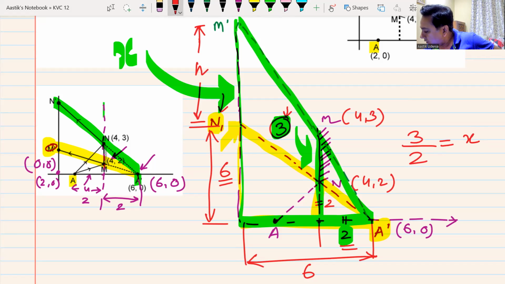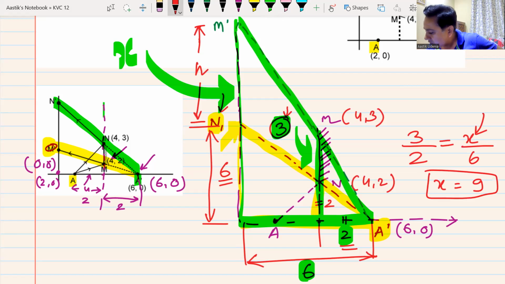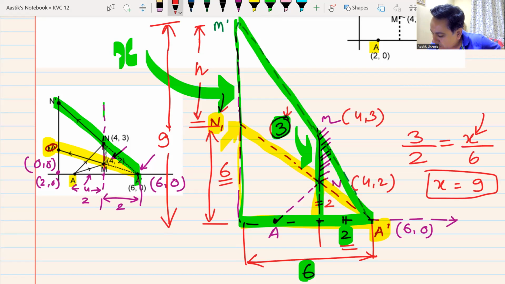3 upon 2 will be equal to x divided by this entire length, which is 6. So from here, I can get the value of x. The value of x would be coming as 9. So this point, from here to here, would be 9. The lower point would be at 6.